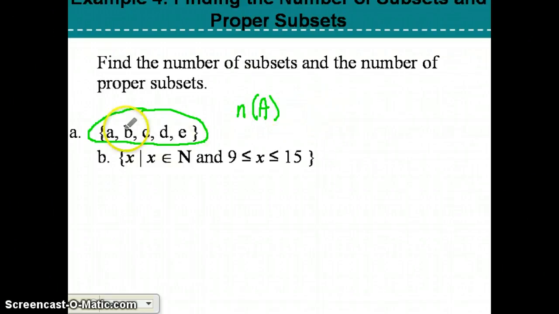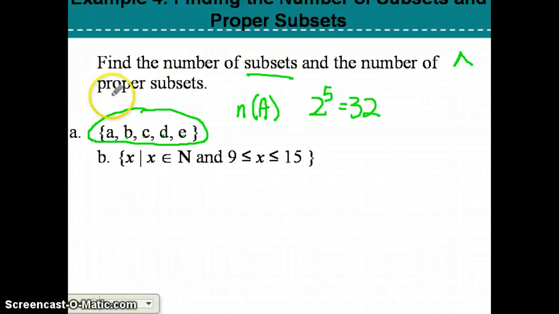Well, let's see. Let's count: 1, 2, 3, 4, 5. So there's 5. So how many subsets? 2 to the 5th. Now, what's 2 to the 5th? You could do it on your calculator, and you could use that key if you want. What is that? 32. So that's how many subsets there are.